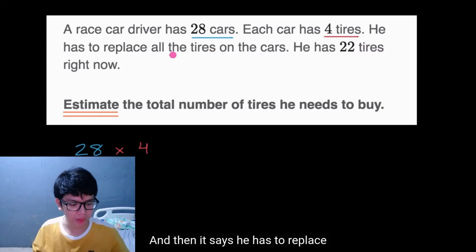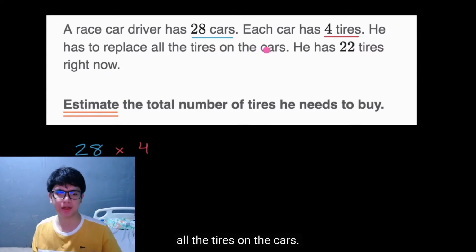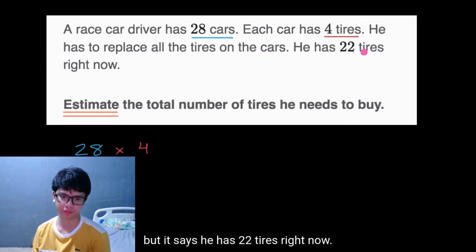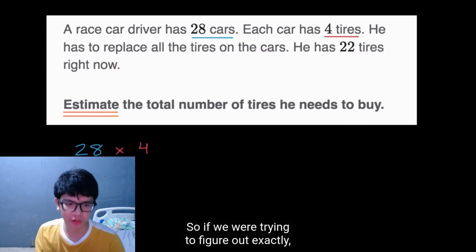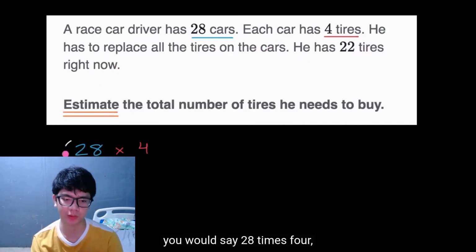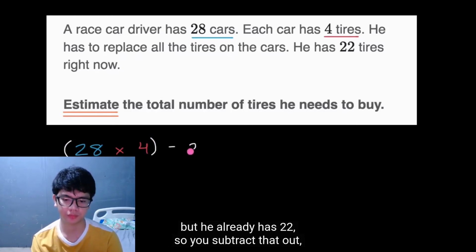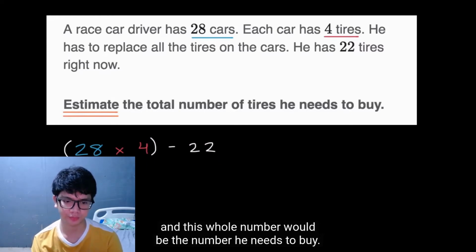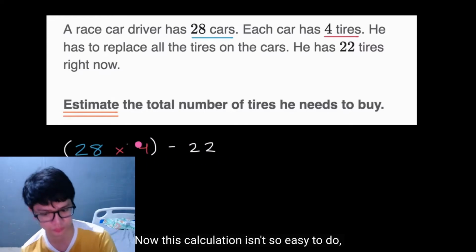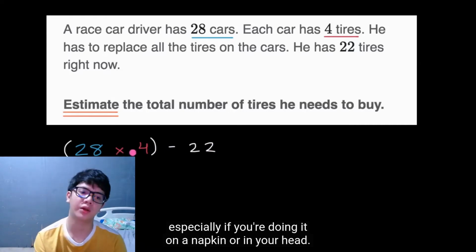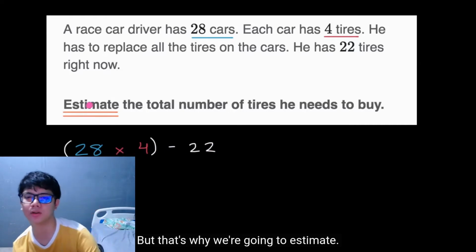And then it says he has to replace all the tires on the car. And if he didn't have any, this is the number that he would have to replace. But it says he has 22 tires right now. So if we were trying to figure out exactly, we would say 28 times 4. That's how many he needs to replace. But he already has 22, so you subtract that out. And then this whole number would be the number he needs to buy. Now, this calculation isn't so easy to do, especially if you're doing it on a napkin or in your head. But that's why we're going to estimate.